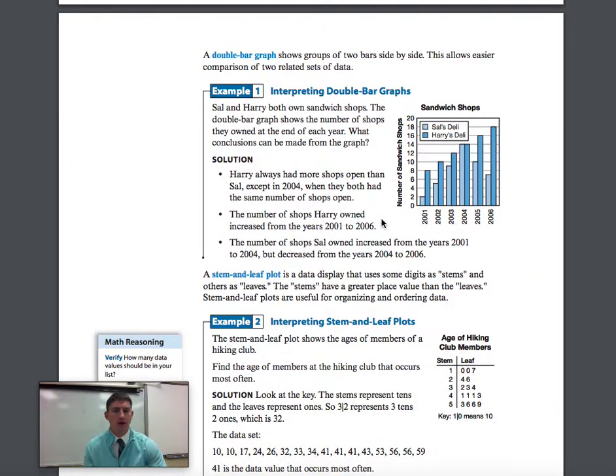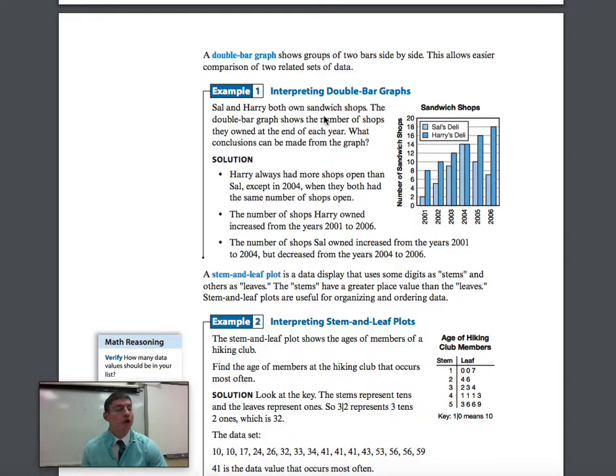A double bar graph shows groups of 2 bars side by side. This allows an easier comparison of 2 sets of data. So here, for example, you again have variables that are being presented in each axis. You've got the number of sandwich shops, and then you've got the year. And then because you're using a double bar graph, you can compare 2 of those different types of sandwich shops in the same year. Here's the example of Sal's Deli being compared to Harry's Deli, and how many of those shops, maybe franchises, those people have as their businesses grow or decline.